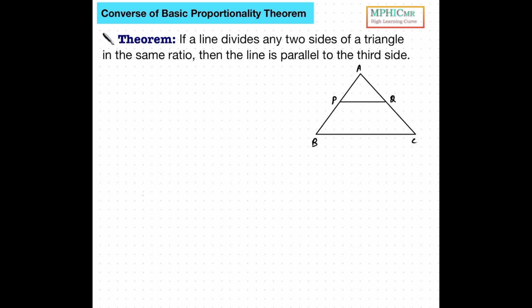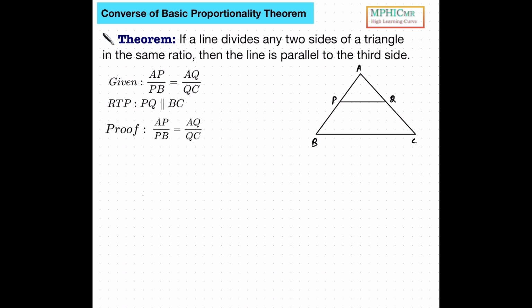To prove it, we'll draw a triangle ABC and a line segment intersecting side AB at P and AC at Q, such that we have been given here that AP upon PB equals AQ upon QC. And we need to prove that PQ is parallel to BC.